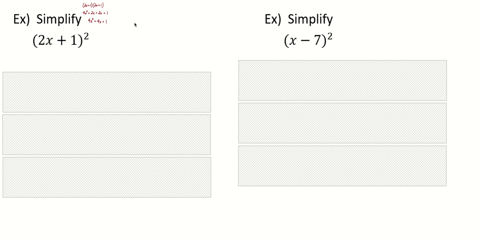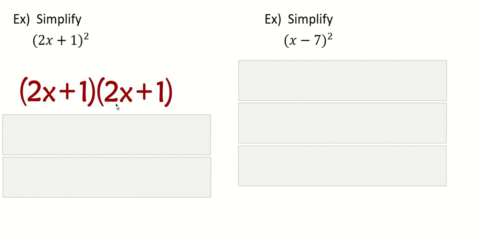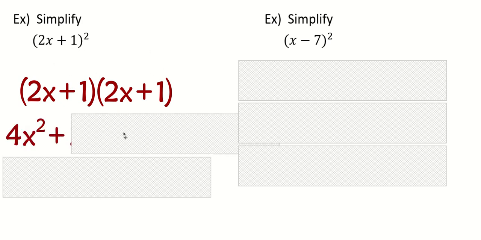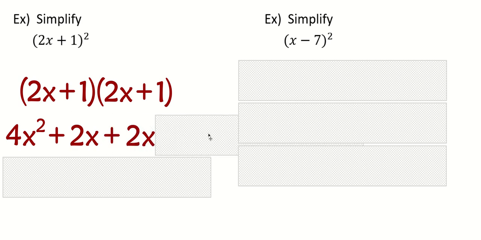So likewise, when you're doing this one, a little bit of scratch work there maybe. You should do that first, because then you can see how it's going to be all of this distributing: 4x squared plus 2x, another plus 2x, and then what's positive 1 times positive 1? It's another positive 1, of course.